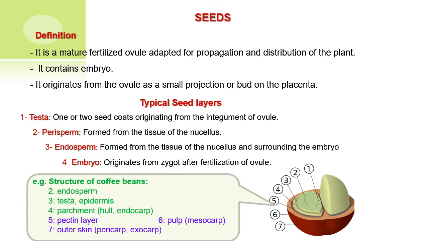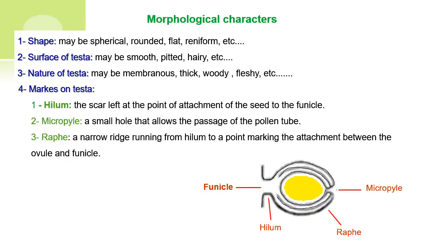So this is the endosperm. This is the outer seed coat, perisperm, and endosperm, and the embryo. This is the fruit wall: epicarp, mesocarp, and endocarp or inner fruit wall.